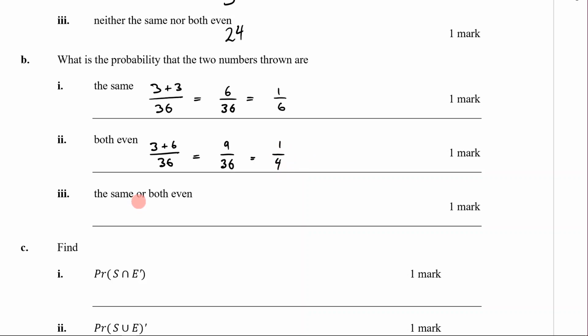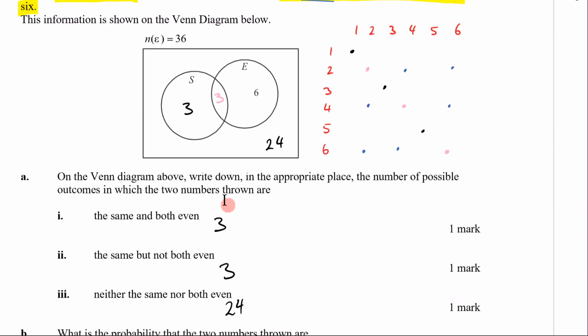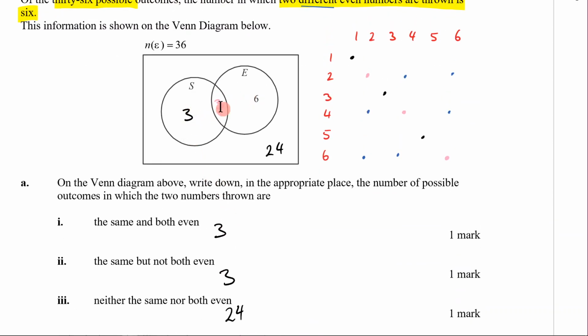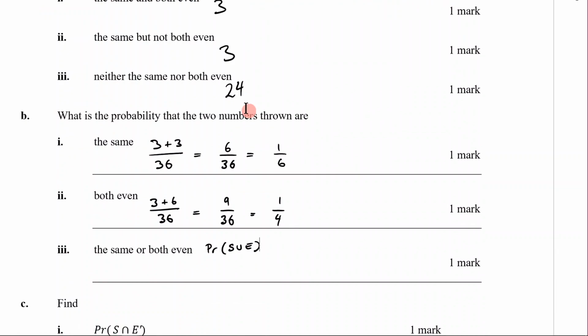The next, the same or both even. So this means we're going to be including everything. So this is the same as union. So if I was to write this, this is the same as S union E. So it's everything here. So it's 3 plus 3 plus 6, so it's going to be 3 plus 6 over 36, which is going to be 12 on 36, which is going to be equal to 1 on 12.